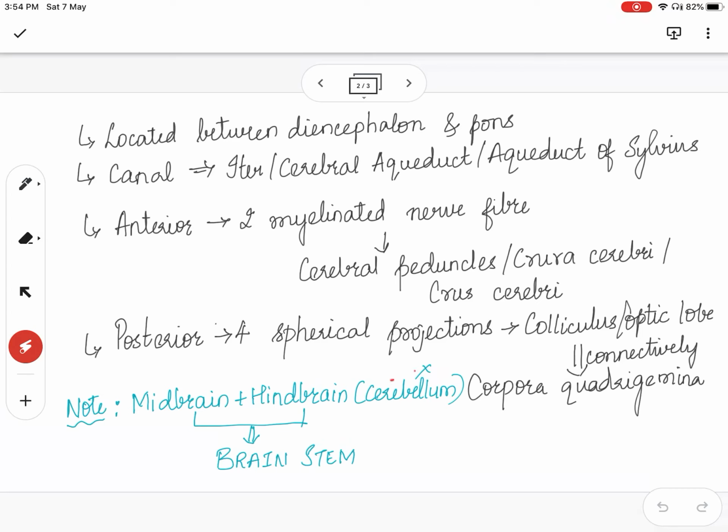Then coming to the important part in the form of questions, they have definitely asked, that is, what is brainstem? What comprises the brainstem, or what forms the brainstem? Midbrain and hindbrain, the exception being the cerebellum, because these structures of the midbrain and hindbrain are present almost one below the other, so hence they form the brainstem. The exception is which one? Cerebellum, which is a part of our hindbrain.